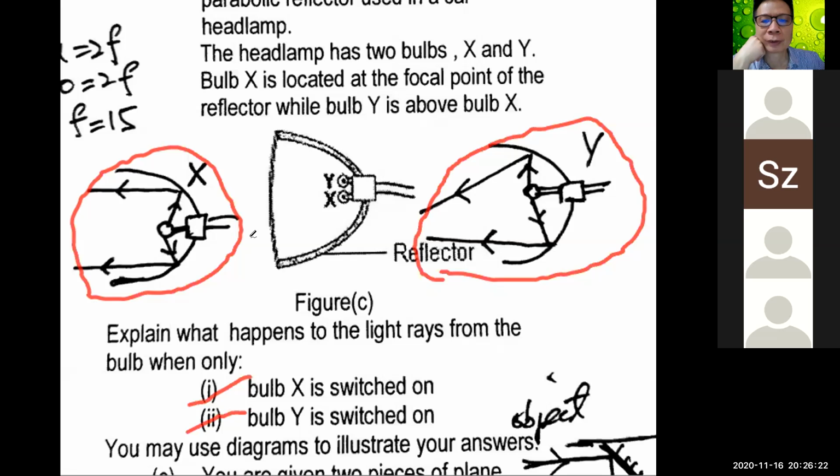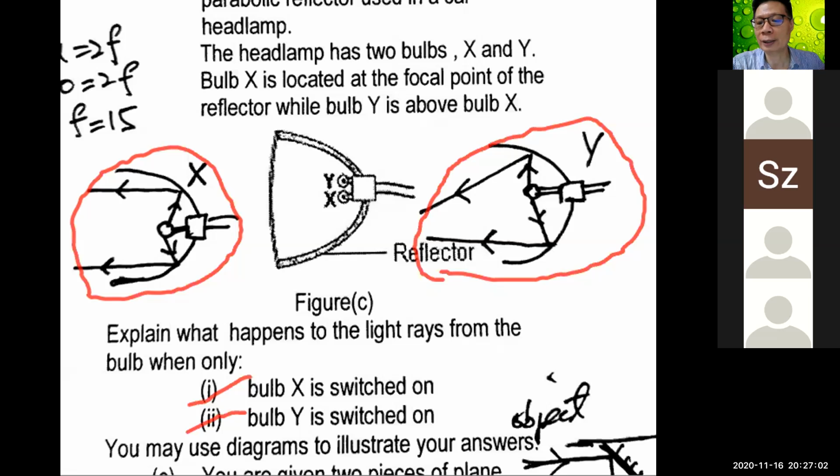Comma. Light travels shorter distance. And therefore, only short distance is brightened. Okay, that's it. Got the answer now?